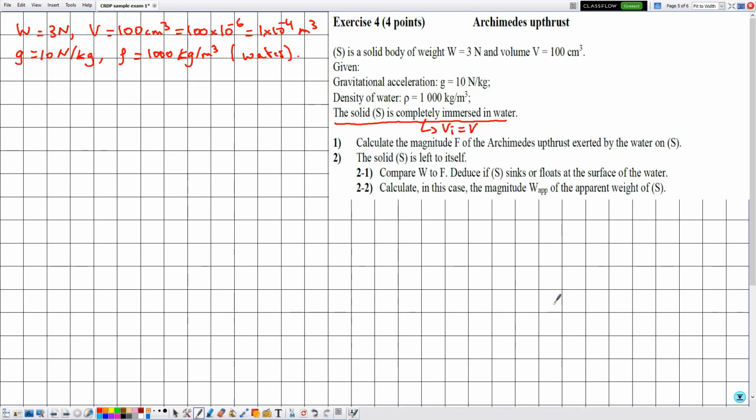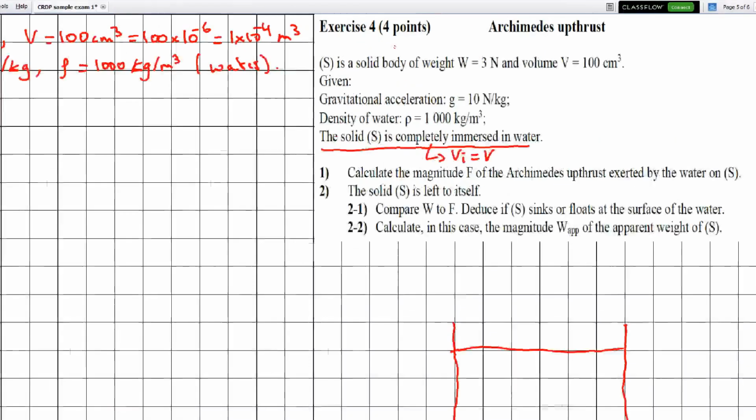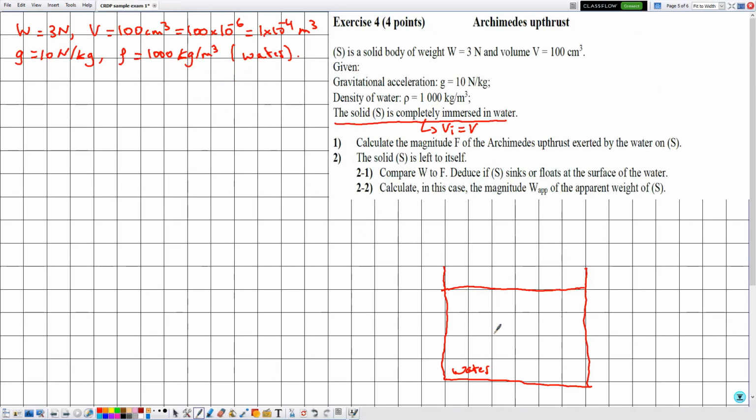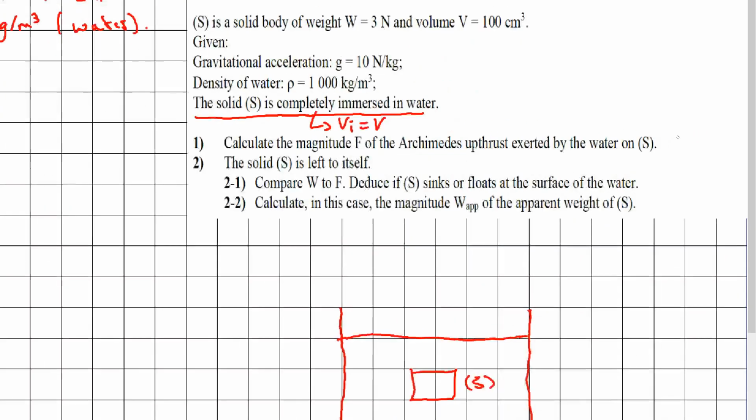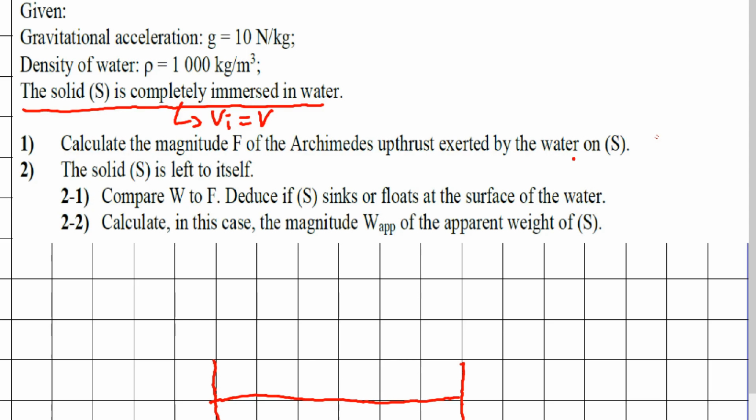Now here let me do a small sketch. Okay, so this is the container containing the liquid, which is given by water. And the solid S here, they didn't specify the shape of the solid, but in order to simplify, let's consider that the shape of the solid is a cube. Now S is completely immersed in water. Now part 1, calculate the magnitude F of the Archimedes upthrust exerted by the water on S.